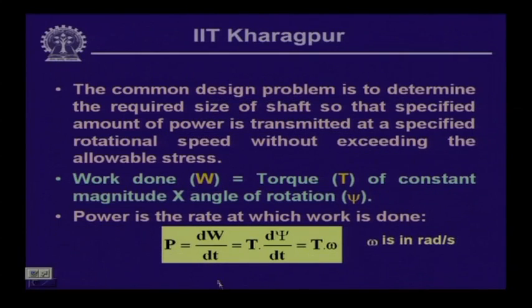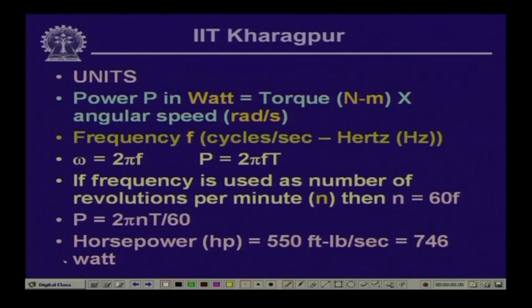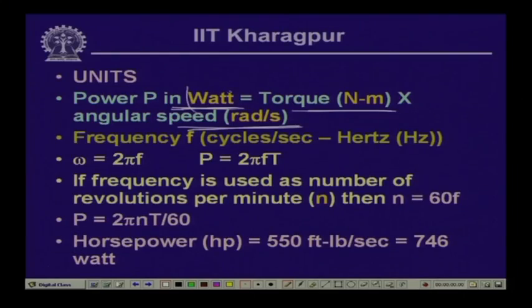Now, let us look into the units that we use for these systems. Power is generally given in watt, torque is Newton meter, and angular speed is radian per second. Now, what is 1 Newton meter per second? That is the unit of the power. And Newton meter, as we have seen, is the unit for the torque, and angular speed is defined in terms of radian per second.